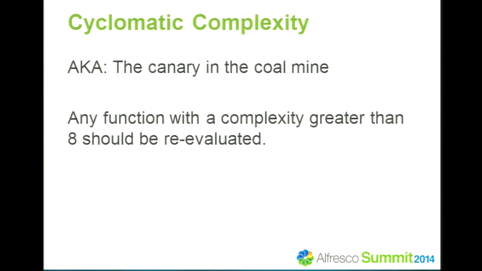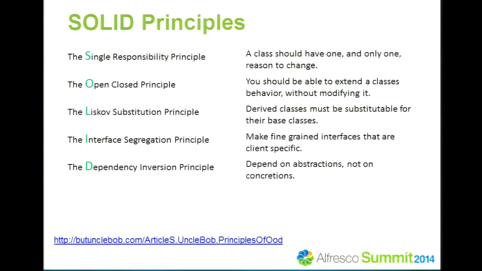For the big functions with a high complexity, we think of it as the canary in the coal mine. We think of it as something that's going to cause problems because you can't test all of those paths very easily. So it's very, very important to keep that number low. If we have anything over 8, then it has to be rewritten. And there's got to be a really good reason for it to even get that high.